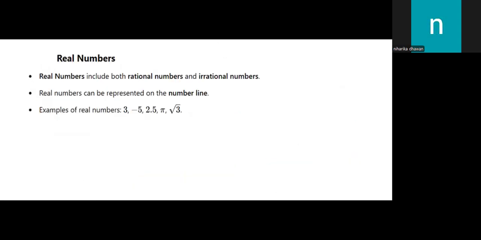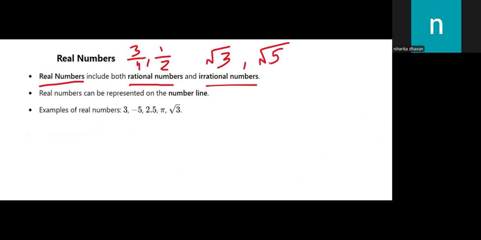Now we will talk about the real numbers. If I combine both the rational numbers and irrational numbers, then I will get real numbers. For example, a rational number we can take as 3 by 4. A second rational number I can take as 1 by 2. An irrational number we can take as root 3. Then we can take root 5. So if I take all these rational numbers and irrational numbers, then we will get a set of real numbers.